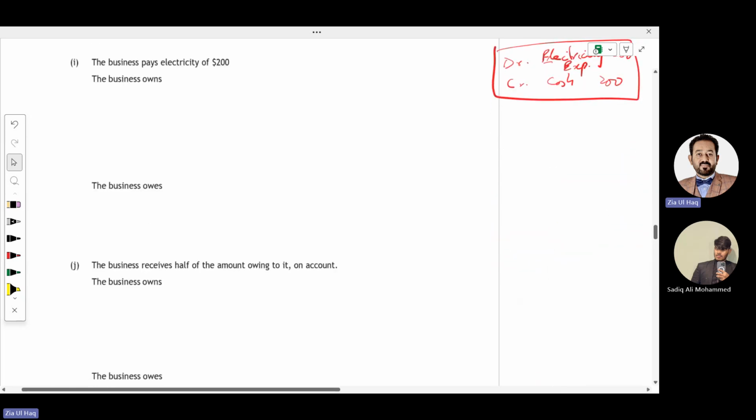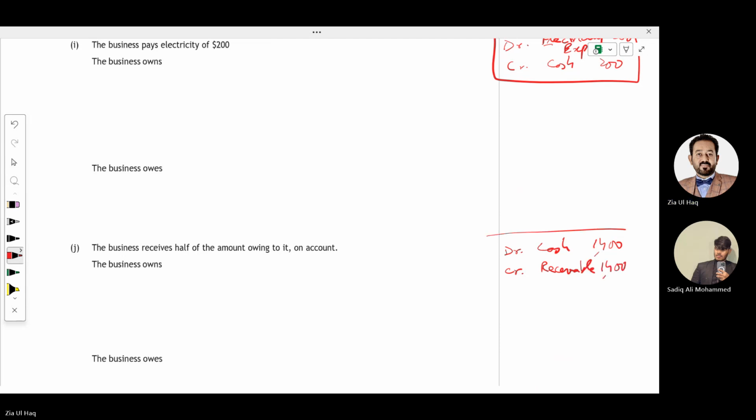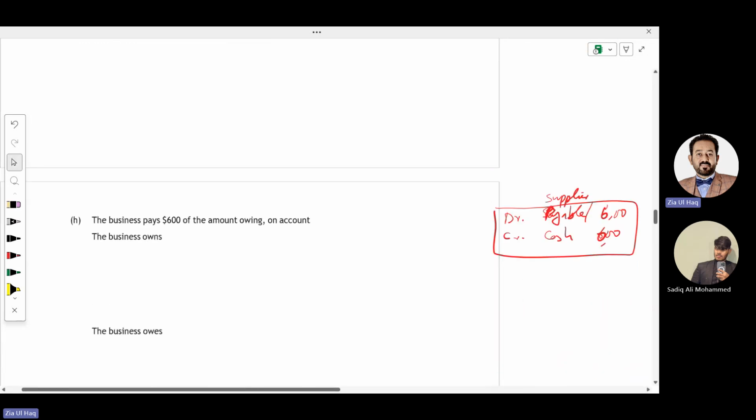So cash coming in. What will we do? We will debit the cash with 1,400 and credit what? Receivable with 1,400. Is that fine? This is relating to that entry, credit sale, because we made a sale on credit, 2,800. So now we are receiving 1,400, as we paid 600 here to payable.